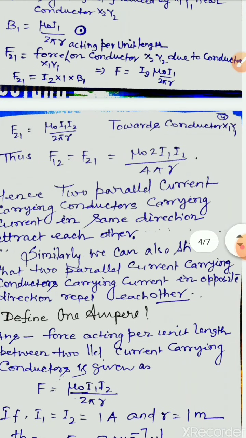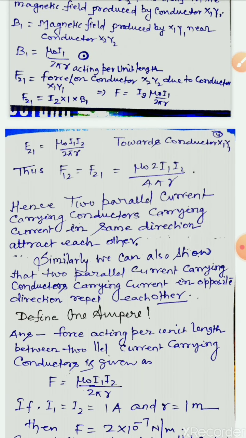Thus F12 is equal to F21 is equal to mu naught I1 I2 by 2 pi r, or if we multiply numerator and denominator by 2, we get mu naught 2 I1 I2 by 4 pi r. Hence we find that two parallel current carrying conductors carrying current in the same direction attract each other. Similarly, we can also show that two parallel current carrying conductors carrying current in opposite directions repel each other.